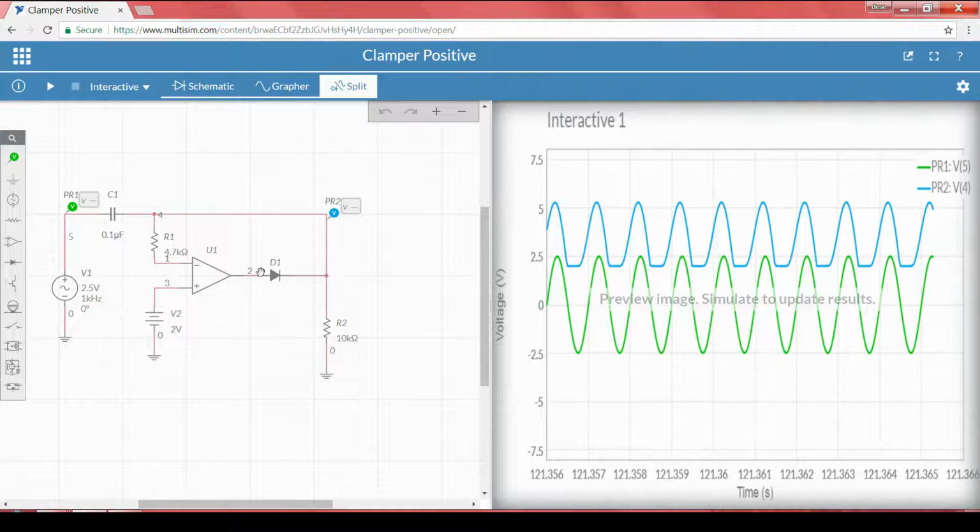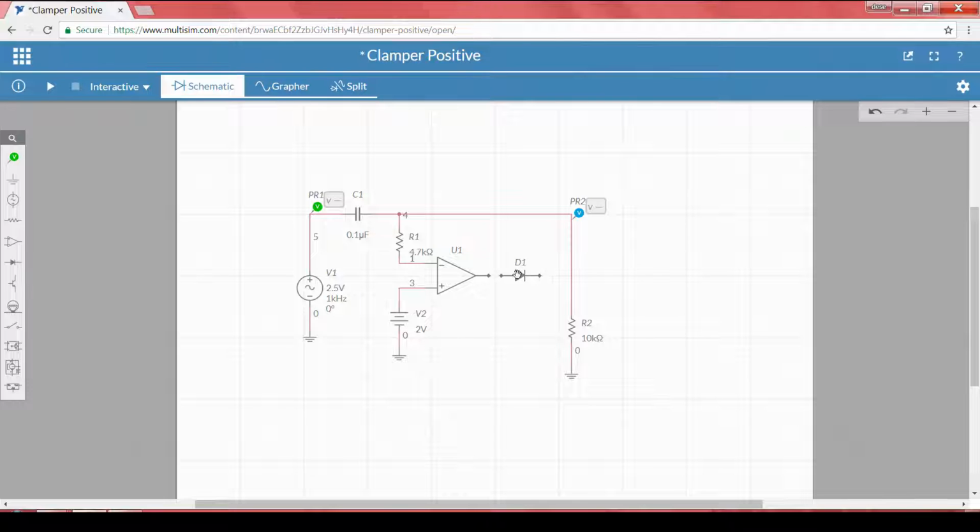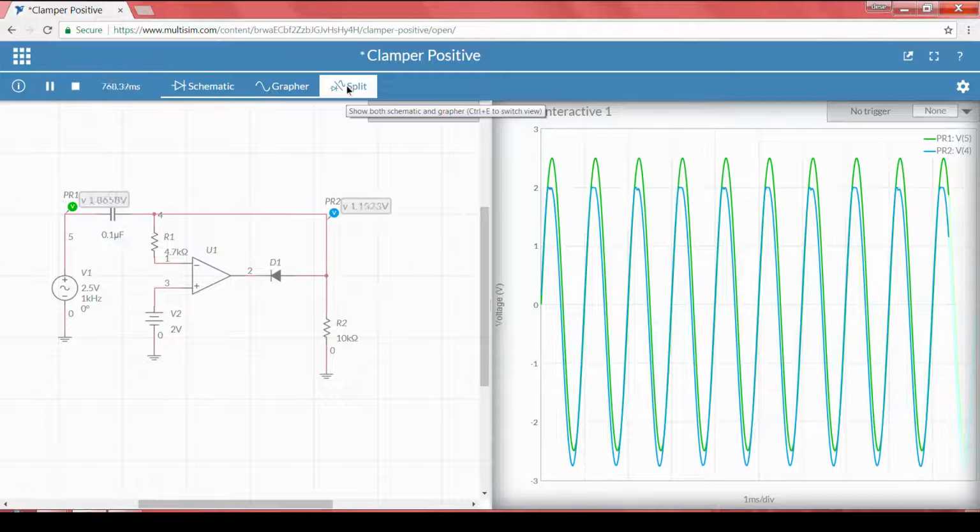In the case of our positive clamper, the diode has to be reversed. That means the anode has to be connected to the output, whereas the cathode has to be connected to the output of the operational amplifier. Now, if I run the circuit, we can see that depending upon the input voltage we apply, the complete signal has been shifted to the negative side.